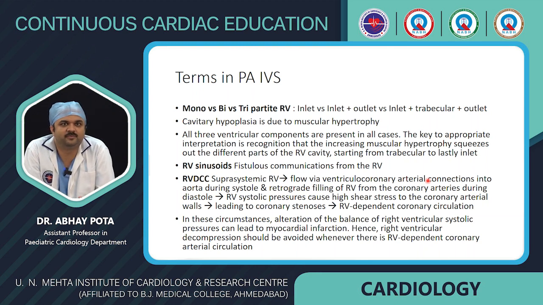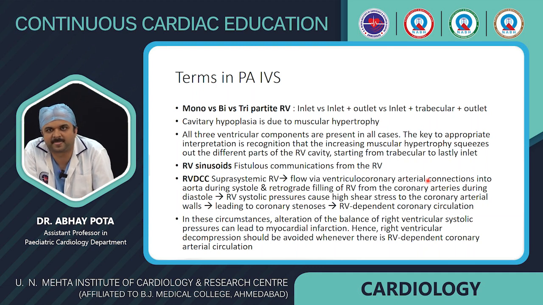This is basically due to cavitary hypoplasia. This cavitary hypoplasia is due to muscular hypertrophy. All three ventricular components are present in all cases. The important thing is that the key to appropriate interpretation is recognition that increasing muscular or mural hypertrophy squeezes out the different parts of the RV cavity, starting from trabecular, then outlet, and lastly inlet. So if muscular hypertrophy has squeezed out the trabecular part, then the RV will be called bipartite RV. If it has squeezed out the trabecular as well as the outlet part and only the inlet is remaining, then it will be called monopartite RV.